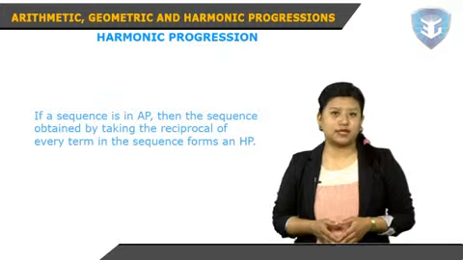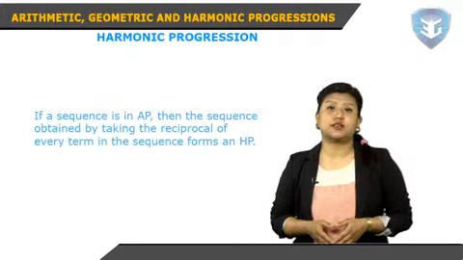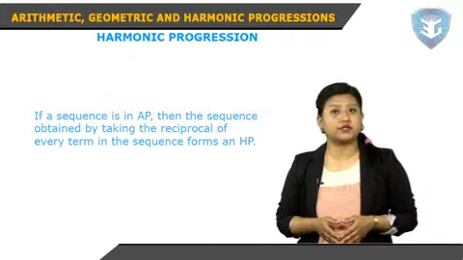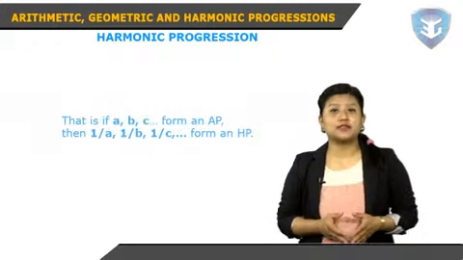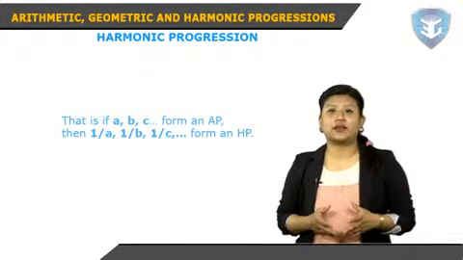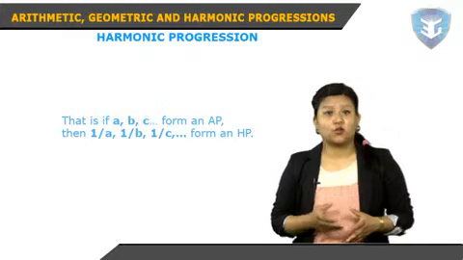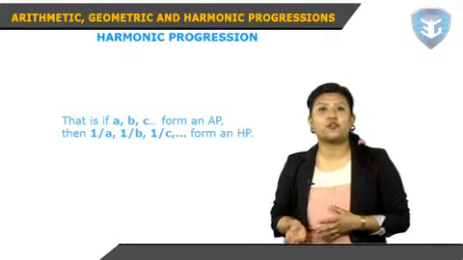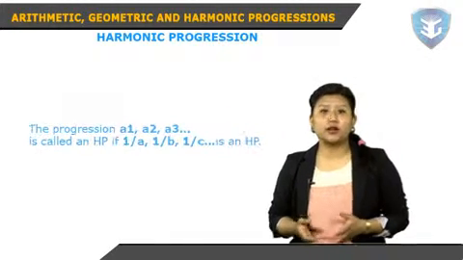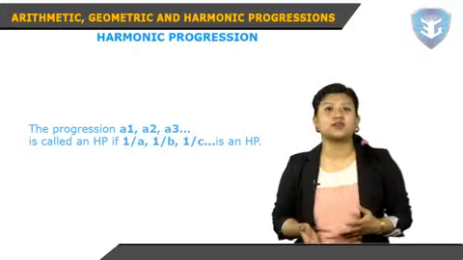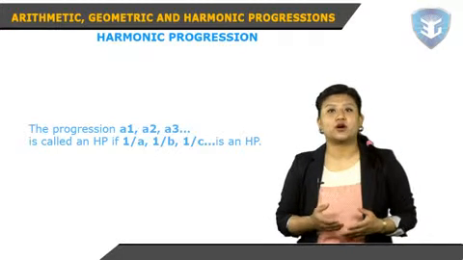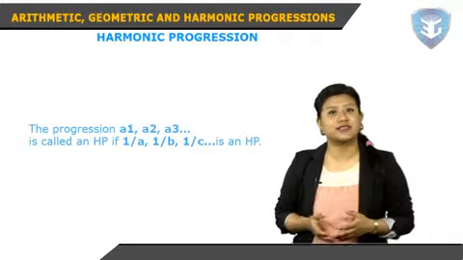If a sequence is in AP, then the sequence obtained by taking the reciprocal of every term in the sequence forms an HP. That is, if a, b, c and so on form an AP, then 1/a, 1/b and 1/c and so on form an HP. The progression a1, a2 and a3 and so on is called an HP if 1/a1, 1/a2 and 1/a3 and so on is an AP.